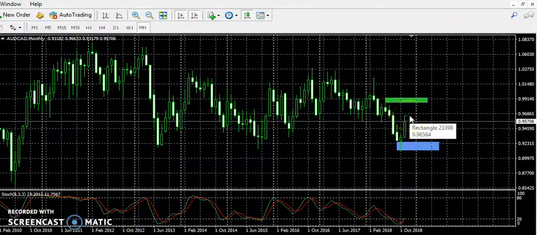So monthly is up, and we always stick to larger time frame control. So if the monthly demand is in control, then our bias on the market overall should be buys. We don't want to go against higher time frame demands and higher time frame supply.